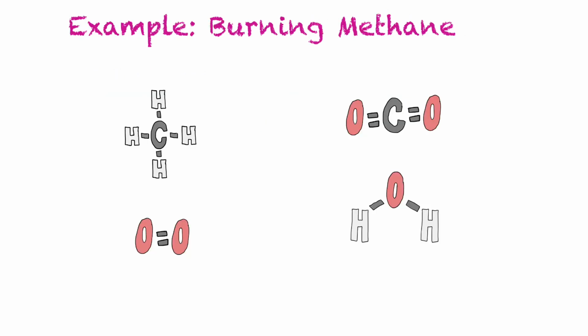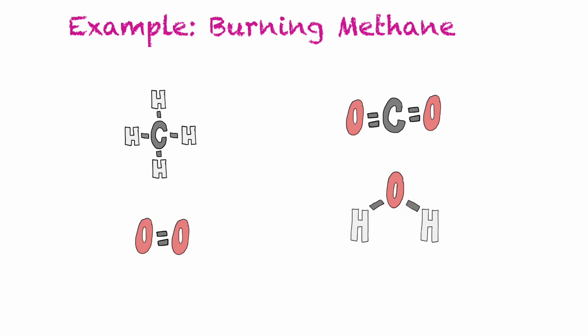If we look at the example of burning methane and count all the atoms on the reactant side and the product side, we can see that this reaction isn't balanced. So we have one carbon on this side and one carbon on that side, so that is balanced. If we look at the hydrogens, there's 1, 2, 3, 4, whereas over here we only have 1, 2, so that's not balanced. And then we have 2 oxygens on the reactant side, but 3 on the product side. So we don't have balance.